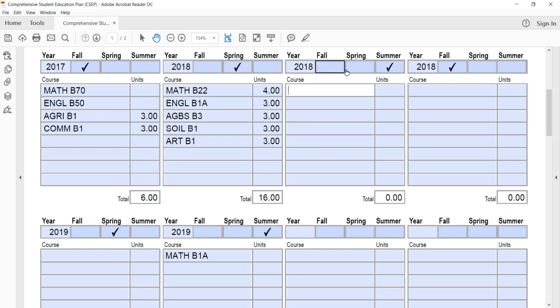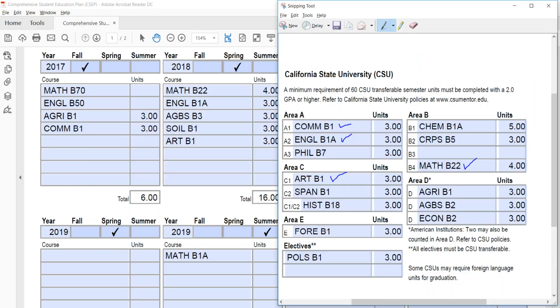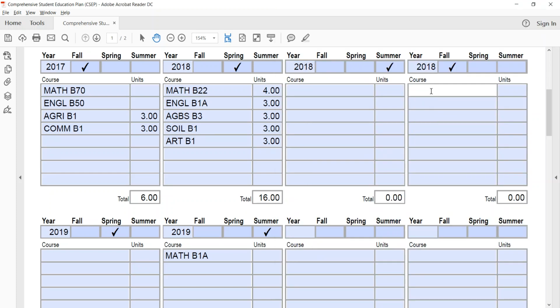Now I'm going to not fill in the summer semester just because I like to take my summers off, but we may find ourselves needing to take a summer class. But I'm going to come in here and start on my fall 2018 class. One class that I know is really, really difficult that I need to get out of the way is that Chemistry B1A class. It's a 5-unit class. So let's go ahead and plug that in.